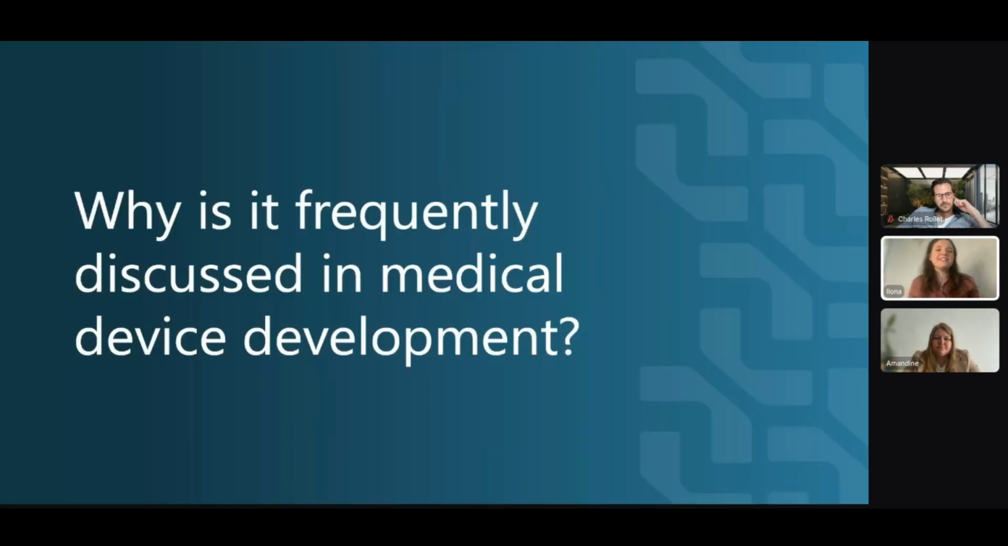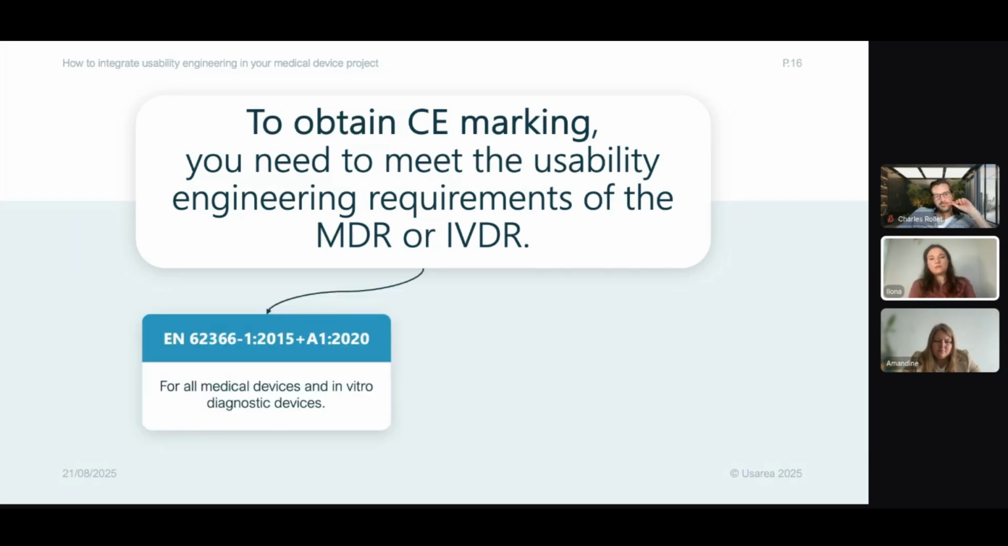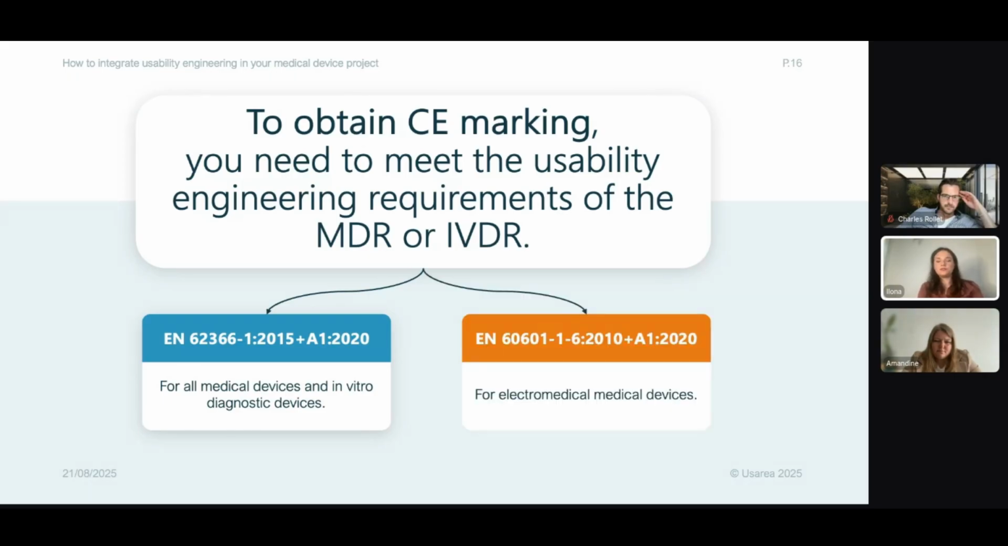So why is it frequently discussed in medical device development? Because in order to obtain the CE marking, you will need to meet the usability engineering requirements of the MDR and IVDR. Globally, in terms of usability, the standard is IEC 62366-1 from 2015, as a specifier, for all medical devices and in vitro diagnostic devices. And for electromedical devices, it will be IEC 60601-1-6 from 2010.